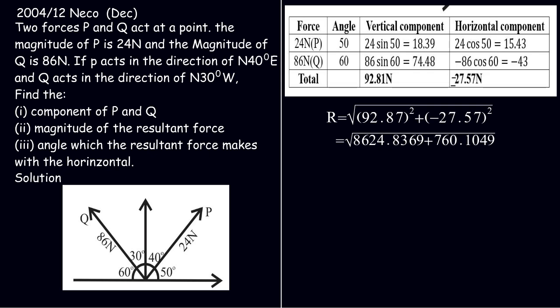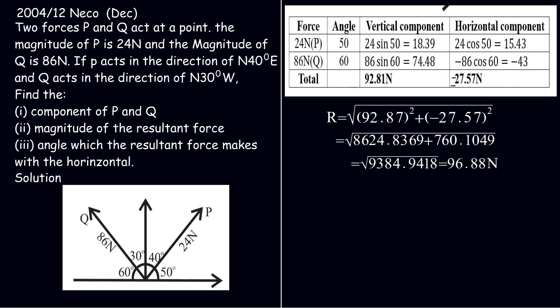8624.8369 plus 760.1049, which sums up to be equal to the square root of 9384.9418. And when we find our square root, it is equal to 96.88 Newton.